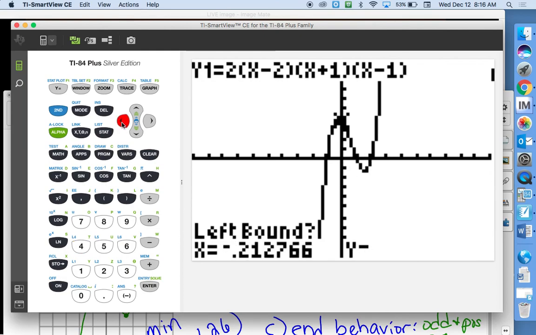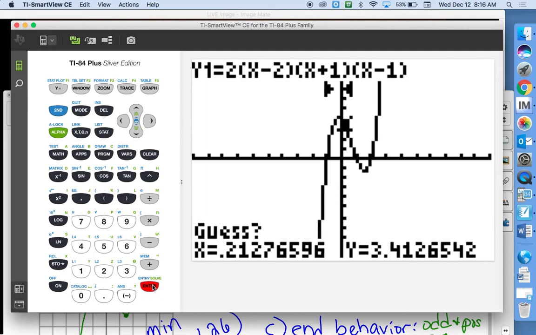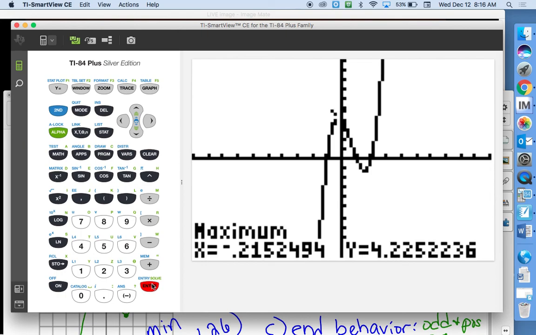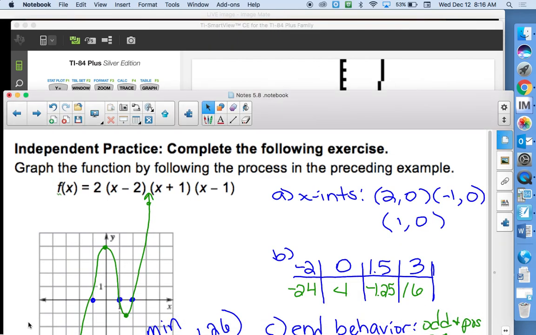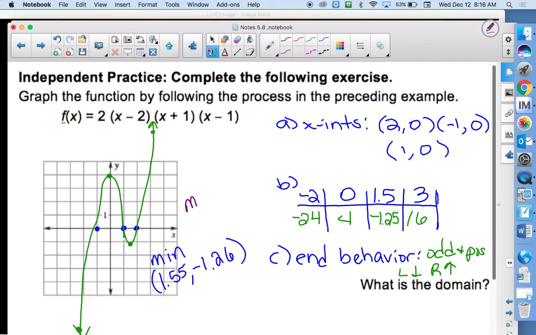So left bound, go to where your maximum is, go slightly to the left of it. So start at where your highest point is, go to the left, hit enter. Go to the right of the peak of the graph, hit enter, and then let it do its work here. So negative 0.22 and it looks like 4.23 would be our maximum of the graph. Which again is close to what we have. We have it at 4, so it's close, but it's not quite on that minimum or the maximum.